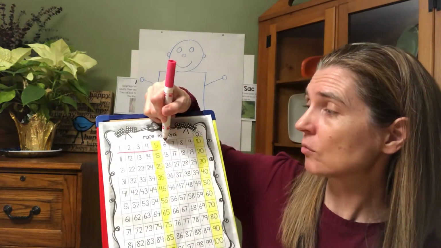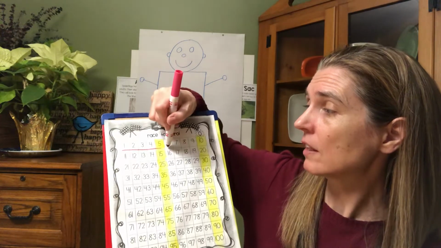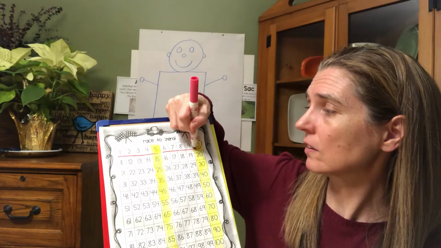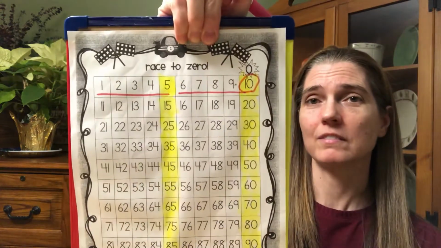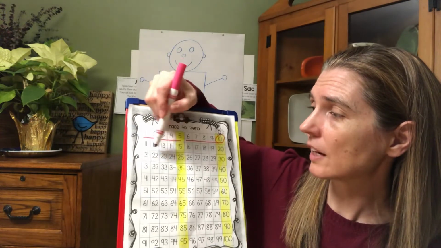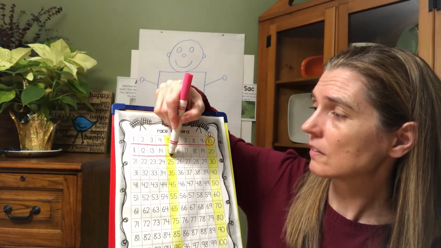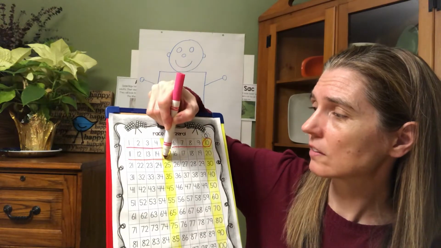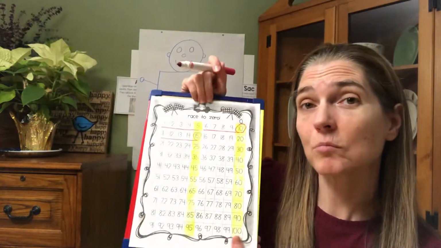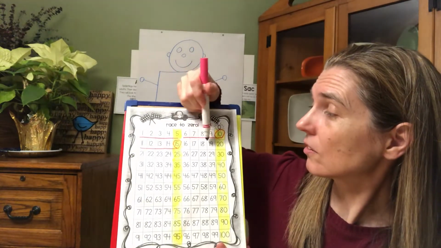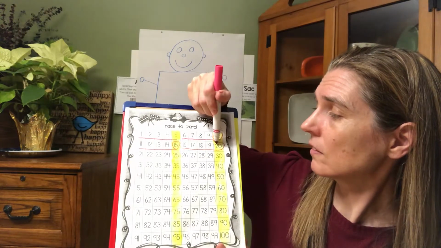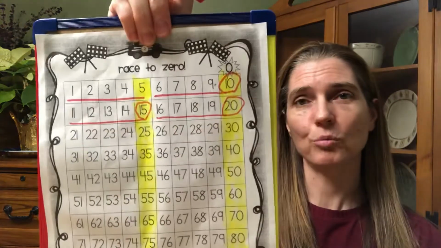If I count 1, 2, 3, 4, 5, the next group of 5 numbers takes me to this number, number 10. If I count 5 more, 1, 2, 3, 4, 5, it takes me to number 15. If I count 5 more numbers, 1, 2, 3, 4, 5, it takes me to number 20.